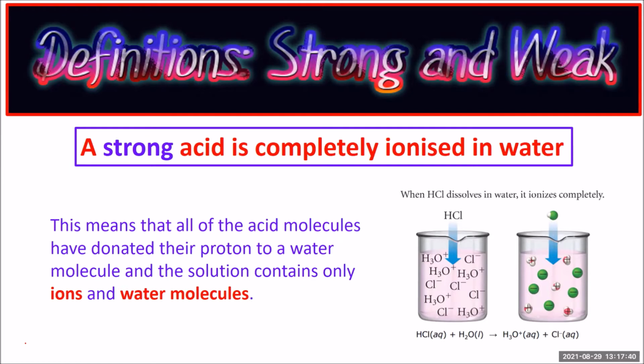It means that all of the acid molecules have donated their proton to a water molecule, and that of course is going to make a hydronium ion. And therefore there are no acid molecules left. So all of the acid molecules have donated their proton, and you only have ions and water molecules in the solution. So if we look at an example of a strong acid, hydrochloric acid, HCl, when it dissolves in water, you can see the only thing present in the water are hydronium ions and chloride ions. There are no HCl molecules left in that solution.